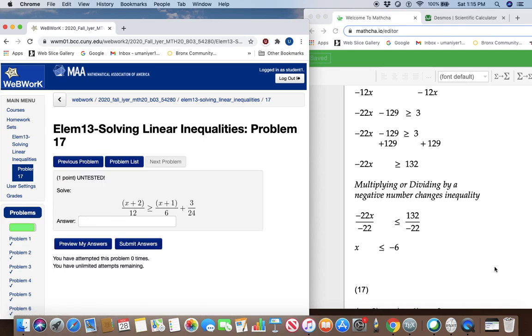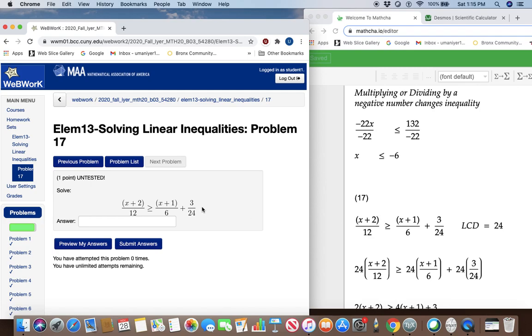Next. This is another inequality. X plus 2 by 12 greater equals x plus 1 over 6 plus 3 over 24. Whenever you have a denominator, get the least common denominator. Start with the biggest number, biggest denominator. Do the other denominators factor into it? Yes. 12 times 2, 6 times 4, 24 times 1. They all divide into 24 evenly. So that is the least common denominator.